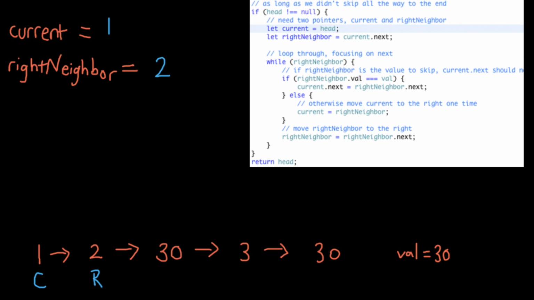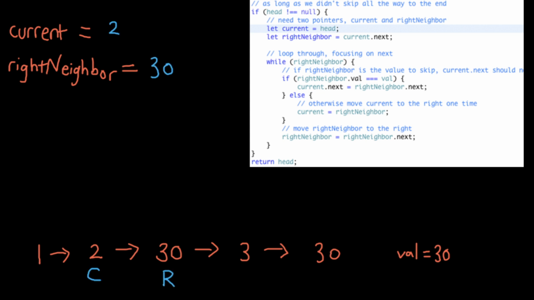Okay, in step 1 of this while loop, what we're going to do is, if the right neighbor has the value to skip, well, first the right neighbor has to exist, right? Exist is not null. Does it have the value to skip here? No, it doesn't. So we come to this line. So current equals right neighbor. So you're going to move current over to the right, and then right neighbor is going to move to the right also. Okay? And what is that going to look like at the next step? Well, at the next step, that's going to look like this.